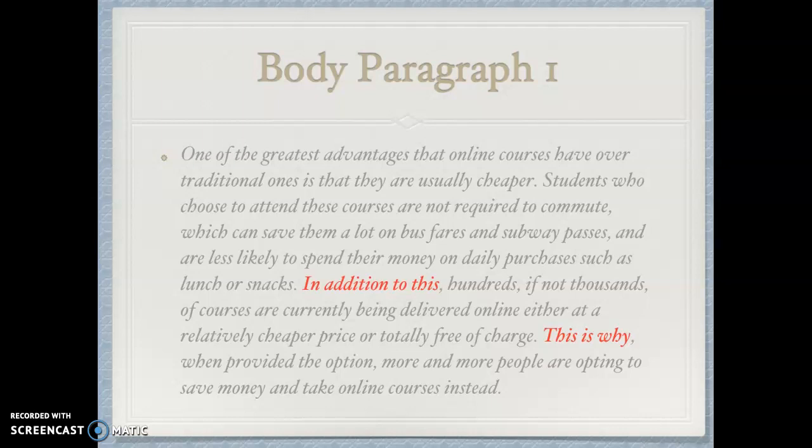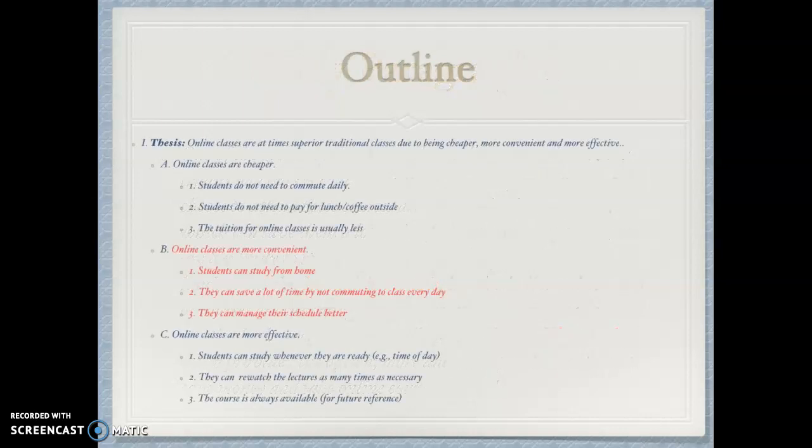Okay, so far we've covered the introduction and the first body paragraph. Let's move on to the second body paragraph. Again, back to our outline. The second body paragraph should contain this main idea, that online classes are more convenient. Now, what do we mean by convenient? Well, you look at the supporting details. Students can study from home, they can save a lot of time by not commuting to class every day, and they can manage their schedule in a better way.